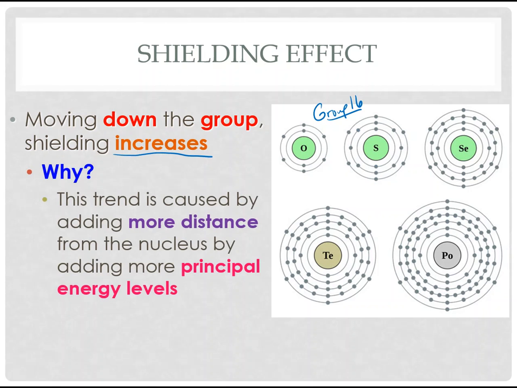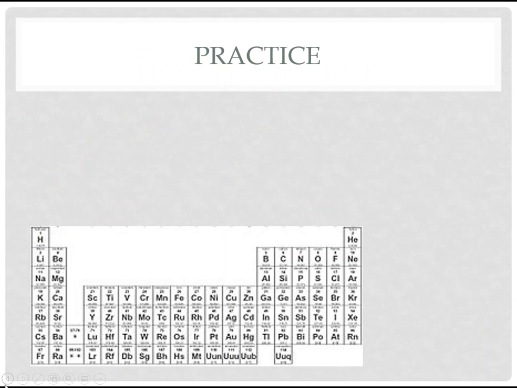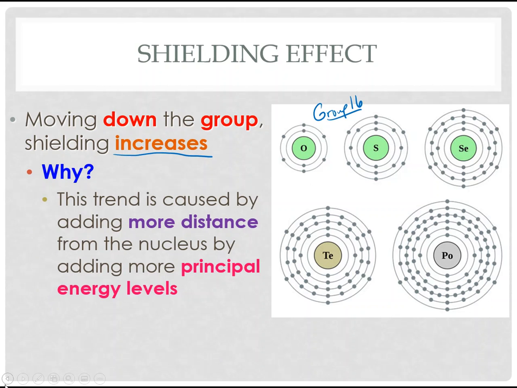Trend is caused by adding more distance from the nucleus by adding more principal energy levels. Oops, sorry, I didn't mean to go that fast. Adding more distance from the nucleus by adding more energy levels. This one has 4 shields: 1, 2, 3, 4 shields, with the outer energy level being 5 here. This one would be outer energy level 6, so this one has 5 shields. Farther distance, more repulsive forces, lessens the pull of the nucleus, lessens that attractive force.